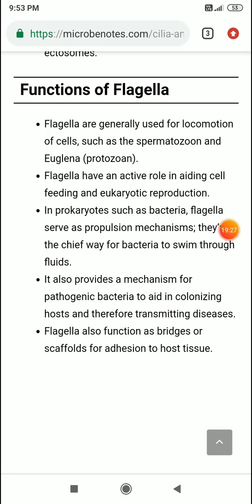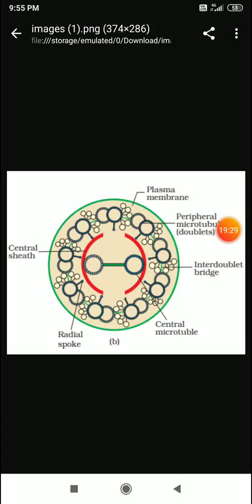Okay, girls, see, this is the structure of cilia. Here are the central sheath, plasma membrane, peripheral microtubules, and doublets. See this inter-doublet bridge connecting two peripheral microtubules. Then the central microtubule and radial spoke. This is the structure of cilia.